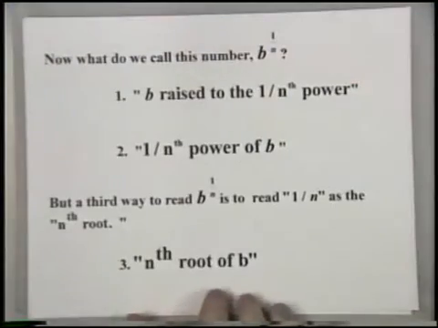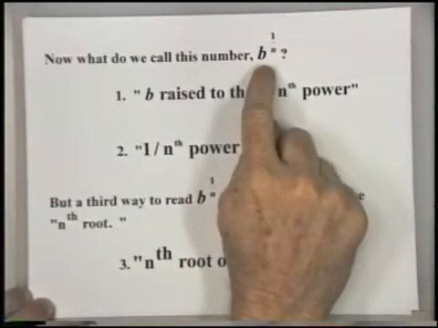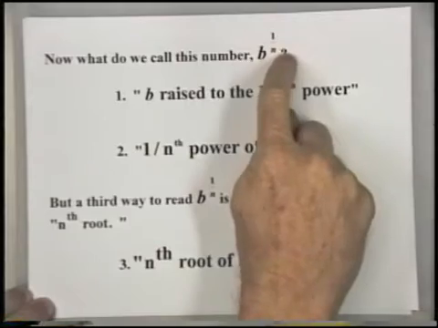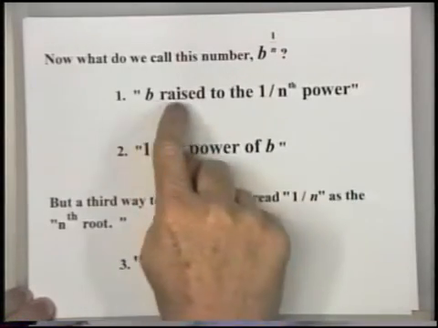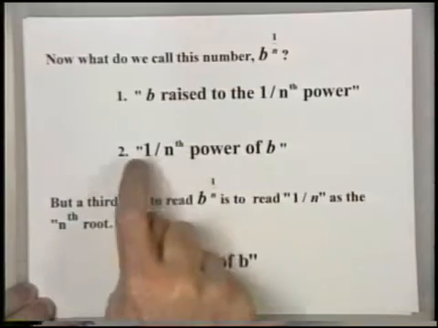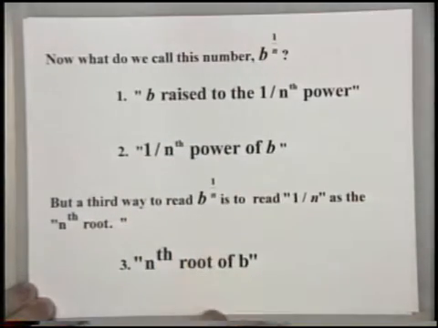Now, just briefly, before we go on, a word on terminology here. I've been reading b to the 1 over n either by saying it that way or reading it as the 1/nth power of b. But there's a third way that you can read that expression. Let's look on the pad here a second. Here are the two we've been saying: b with 1 over n as the exponent, we just read it b raised to the 1 over nth power, or the 1/nth power of b.